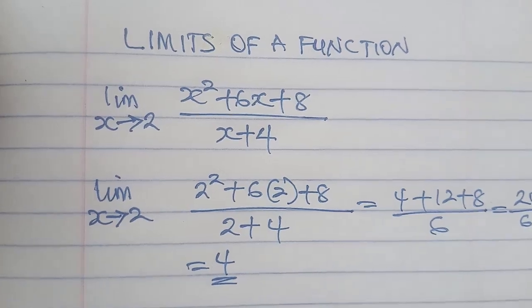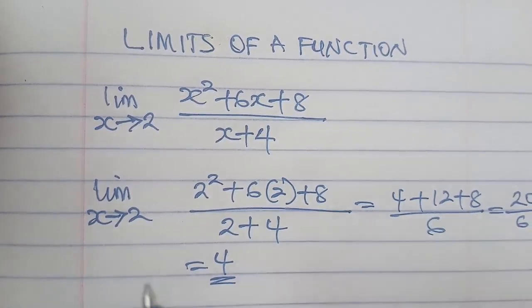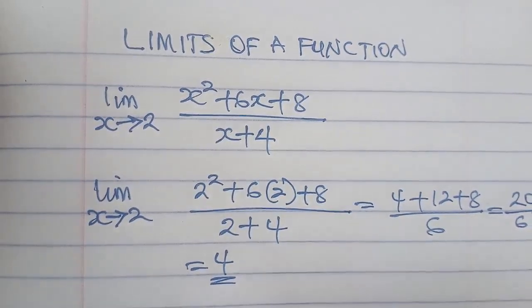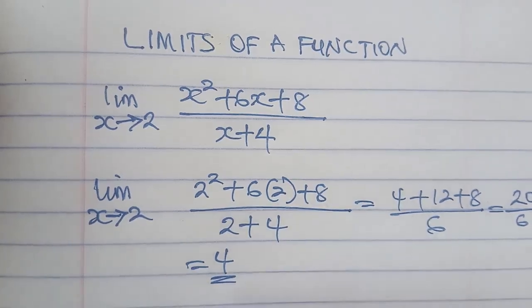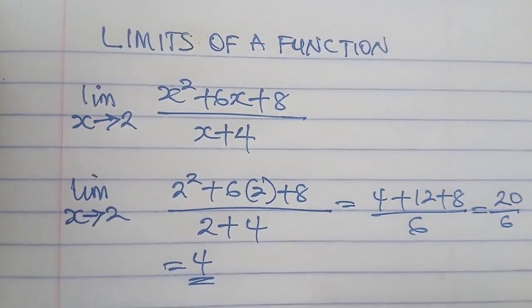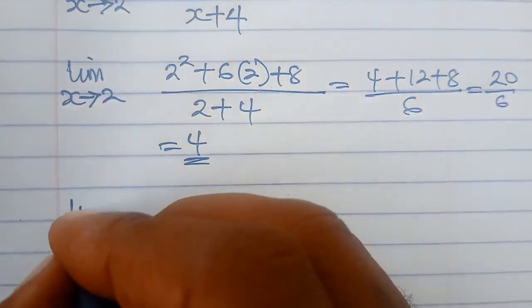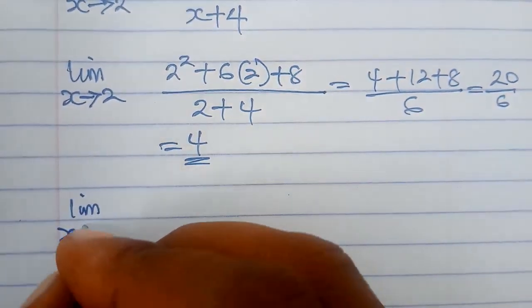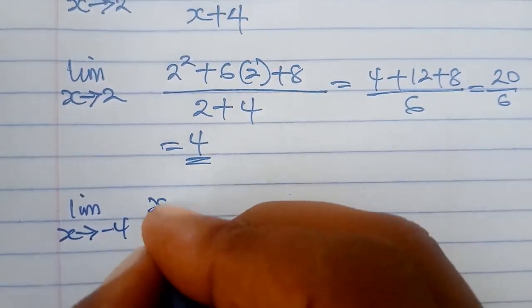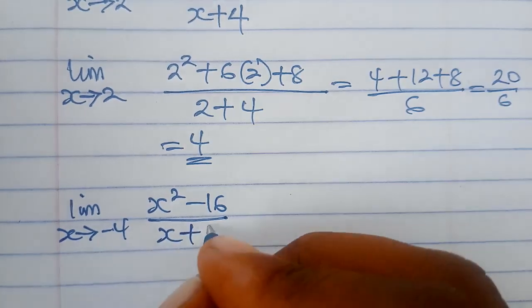But in most cases, examiners will give you questions where you get an undefined value when you use the direct substitution method. What we mean by undefined is when you apply it, you get 0 as a denominator. And when you get 0 as a denominator, it is undefined. So let's see, for example, the limit as x tends to negative 4 of (x squared minus 16) over (x plus 4).